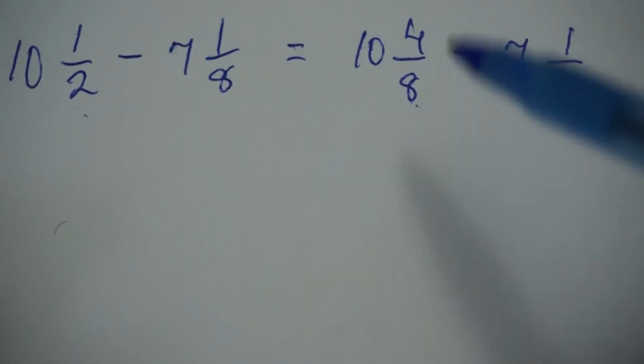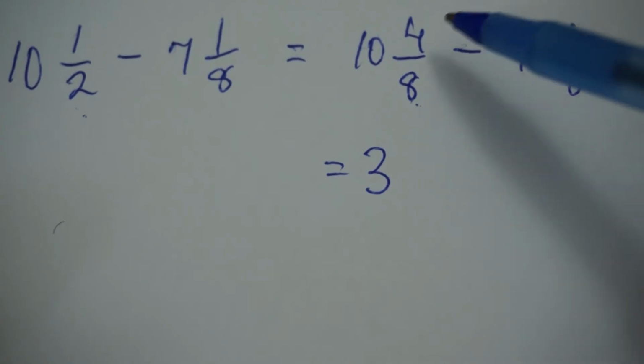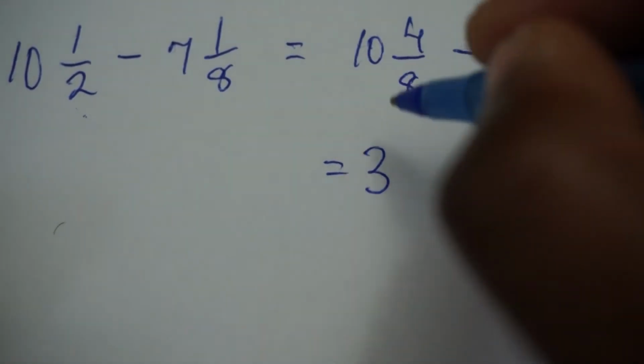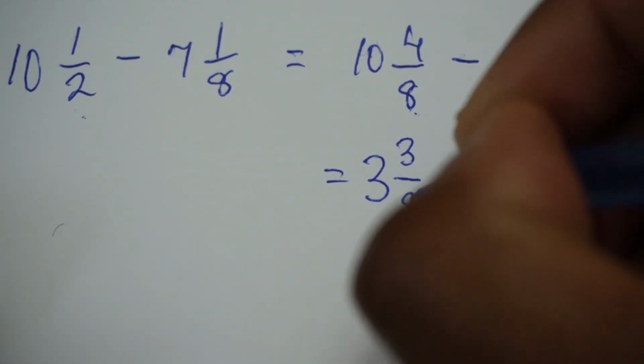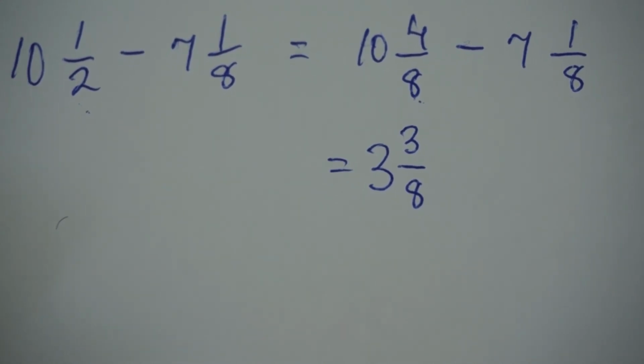10 minus 7, that gives me 3. And then 4 over 8 minus 1 over 8, that gives me 3 over 8. And that is usually what you do when you are subtracting mixed numbers. Just like addition of mixed numbers, you're going to do whole number with whole number and fraction portion with the fraction portion.